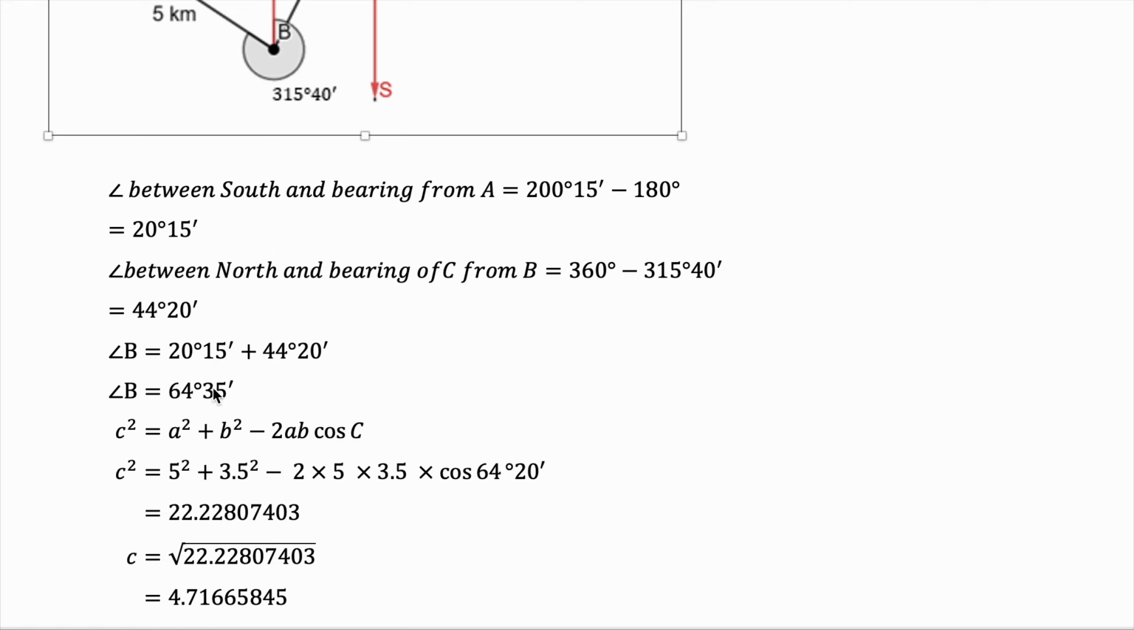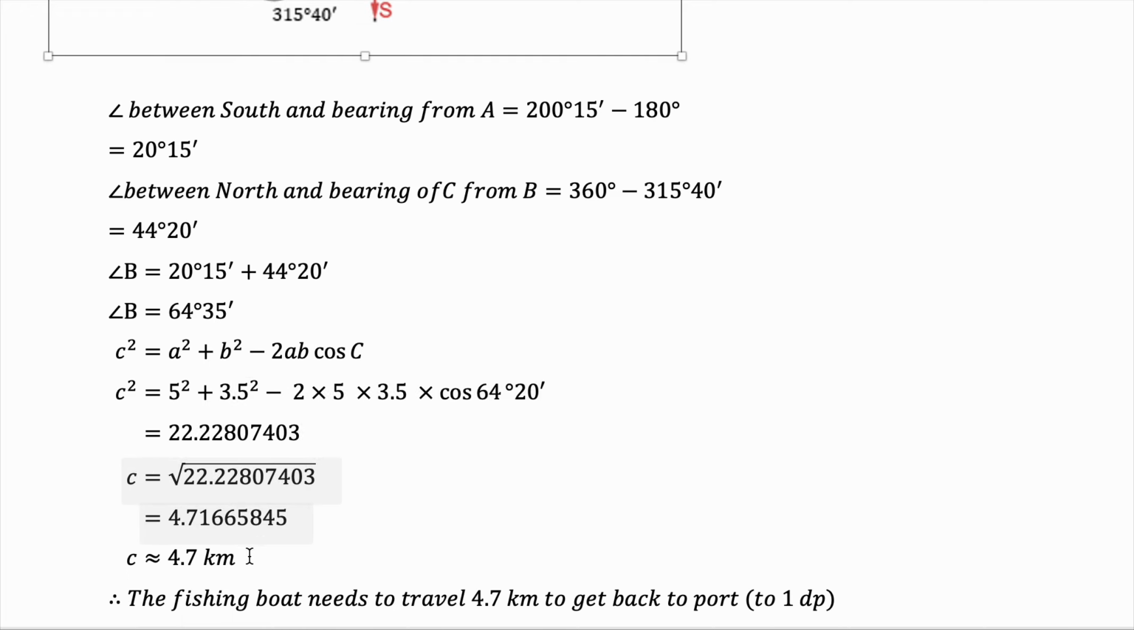So once you have all that, then you can find the side. c squared is equal to a squared plus b squared minus 2ab cos C. The C was the angle that we were trying to figure out, which was 64 degrees 35 minutes. So when you substitute all this into your calculator, you get this value. Don't forget to square root, because you started off with a square. So to get rid of the square, you do square root, and then that's your final answer. If you round it to 1 dp, it's 4.7 kilometers. Therefore, the fishing boat needs to travel 4.7 kilometers to get back to the starting point.